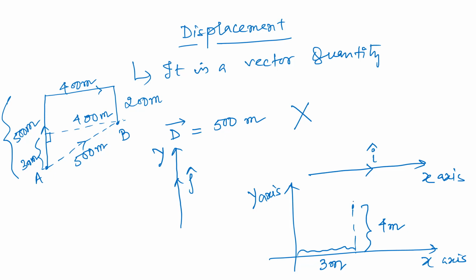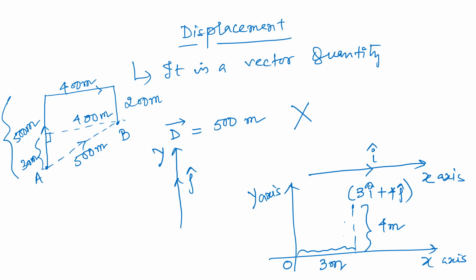Okay, so the position of that particular object should be represented as 3 i cap plus 4 j cap. Now if the question asks you to find the displacement of the object, the starting point is the origin O. From the origin, the object has first traveled along the x-axis up to 3 meter, then along the y-axis it has traveled 4 meter, right? So the position is 3 i cap plus 4 j cap.